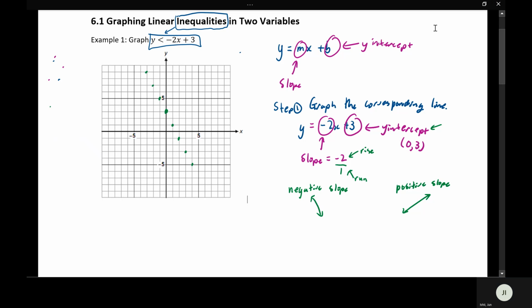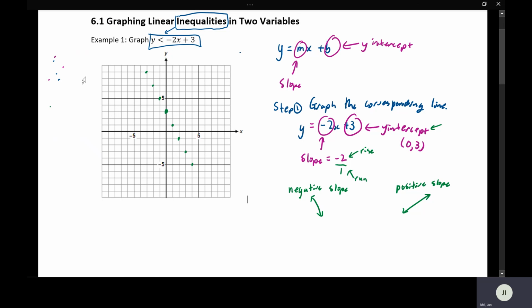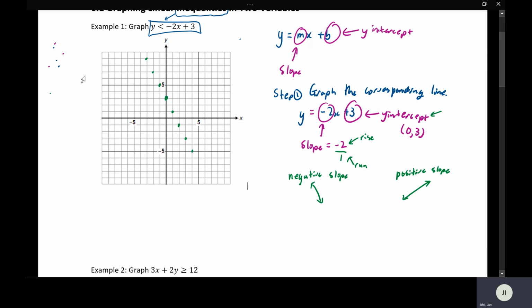Okay, so now our next step is to draw in the line, but there's a kind of special case here. So step 2, what I'm going to do here is draw the line.